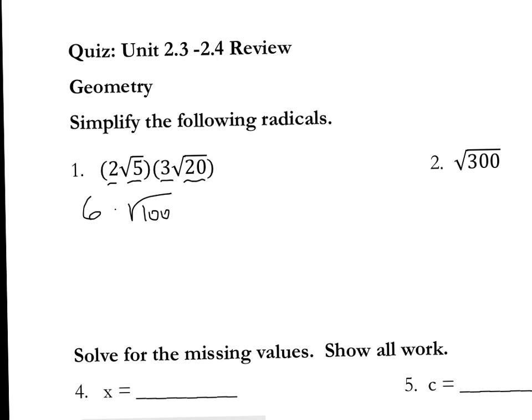Now I need to simplify any radicals that I can. I'm not taking the square root of 6. There's no square root symbol. But I can take the square root of 100, which is 10. And remember, now that I've taken a square root, the square root symbol is gone. And now I multiply the two numbers that are outside the radical together to get the answer, which is 60.